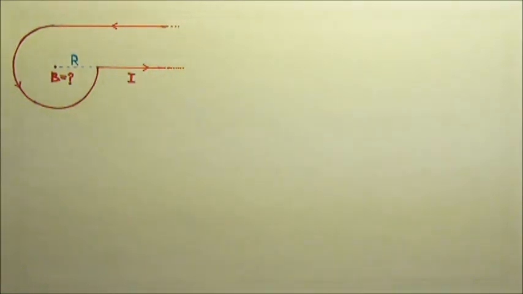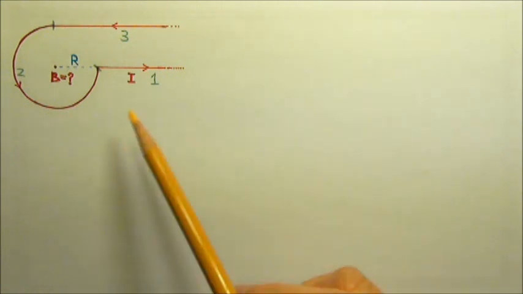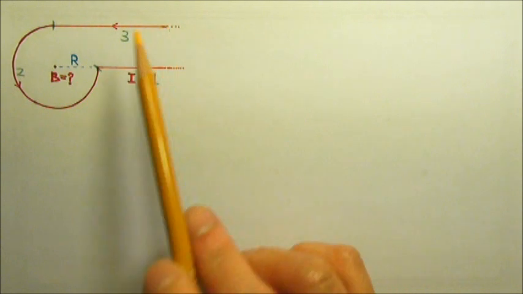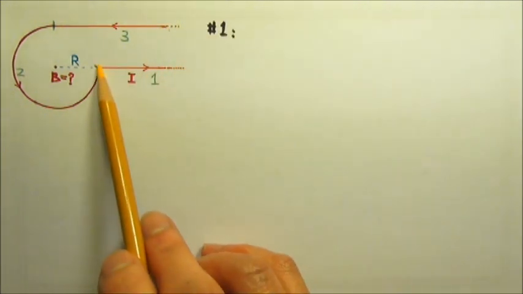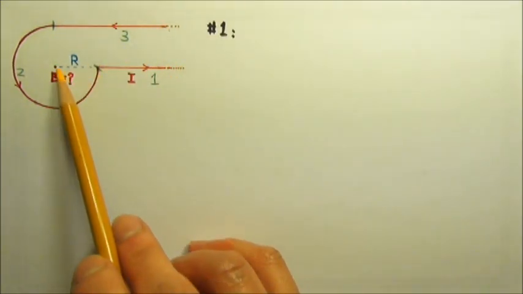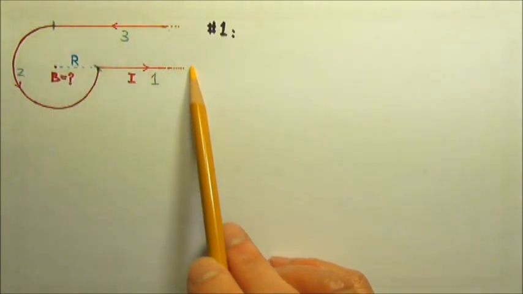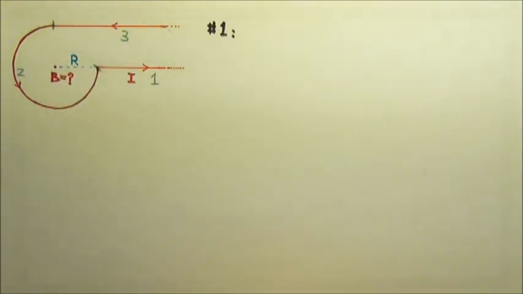This current may look complicated, but things will look a lot simpler when we divide it into segments. Let's divide it into 3 segments: 1, 2, and 3. Segment 1 is a straight current, and we want to find its magnetic field along this straight current. We can use Biot-Savart Law for this one.